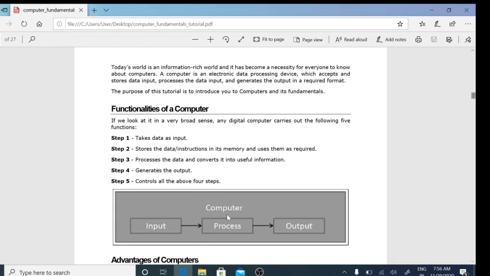See, the computer is taking input and processing this input, and after processing the input, an output is coming, and this output is also known as information.